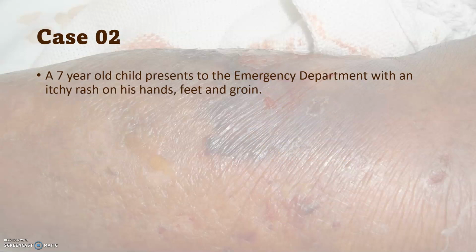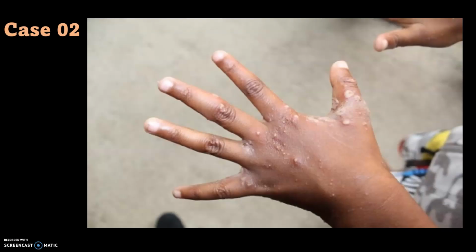Case 2 is a 7-year-old child who presents with an itchy rash on the hands, feet, and groin. Have a careful look at that and tell me what you think it is. You may pause the video. Again, think about what else you might know about the condition.